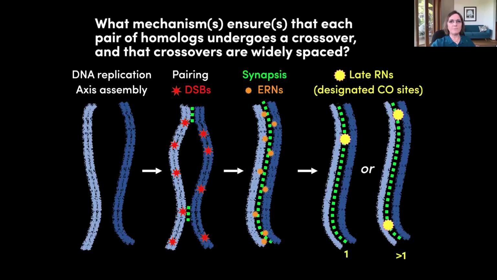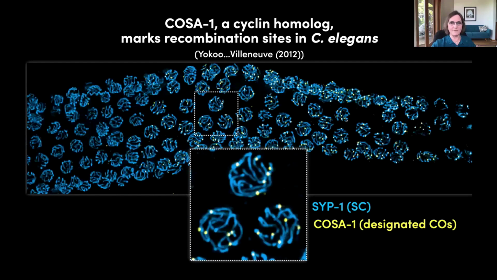Now, the role of the SC in crossover interference has been controversial, but there has been good evidence in C. elegans from Anne Villeneuve's lab that the SC plays an important role in this kind of crossover patterning. I also need to point out other work from the Villeneuve lab. They identified a protein that's required for crossovers. It's a cyclin homolog, and it's a beautiful marker for these sites along each chromosome where a crossover is specified.